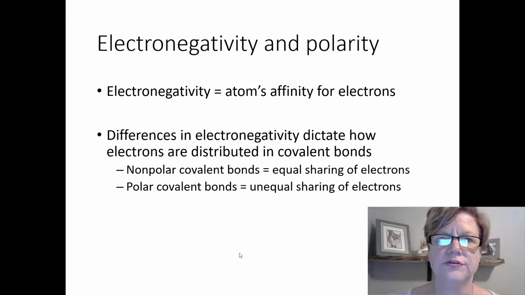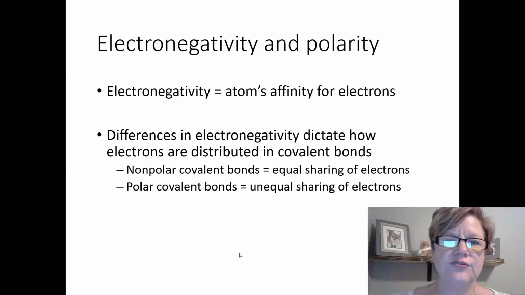So this is part 2 of the chapter 2 lecture. And we were just talking about covalent bonds. A covalent bond is when two atoms are sharing electrons in order to each feel like they have more electrons than what they really do have.